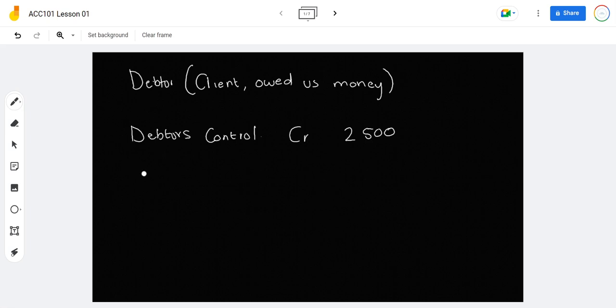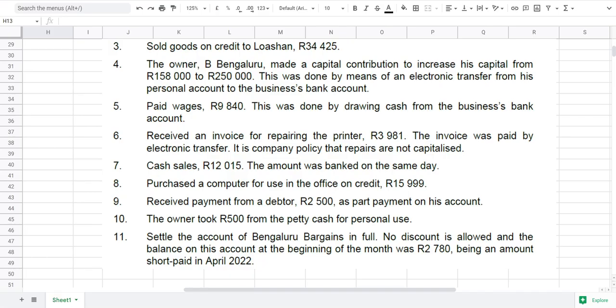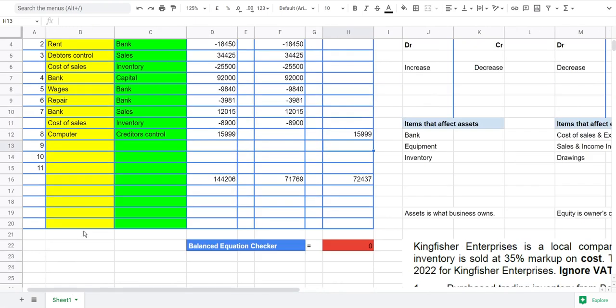And then what else is going to be affected? Of course, the person gave us money. Money will reflect in our bank account. Our bank account is an asset. It's going to increase on the debit side. By how much? By 2,500. All right. The bank is going to increase.